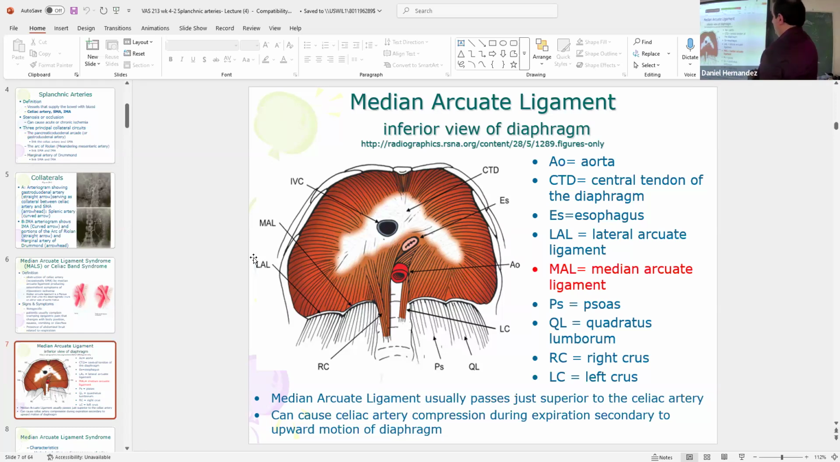Looking at the diaphragm from underneath, this gives an idea of the layout of the diaphragm, with the hiatuses for the esophagus, the IVC, and the aorta. So here we can see the MAL. This is that median arcuate ligament there.